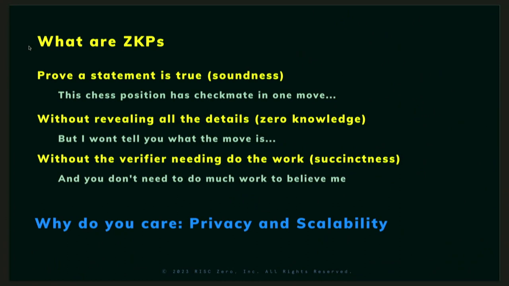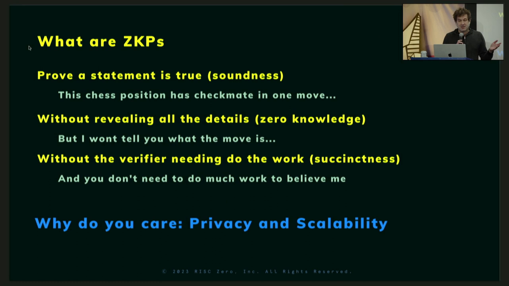As a rough piece of background, what are zero-knowledge proofs? Well, they allow you to prove that a statement, for example, that this chess position has checkmate in one move, is true to someone, which is called soundness. You can also do so without revealing all of the information necessary to do that computation. For example, you can say, I'm not going to tell you what the move is that leads to checkmate, but there is one, which is the zero-knowledge property that zero-knowledge proofs are named after.